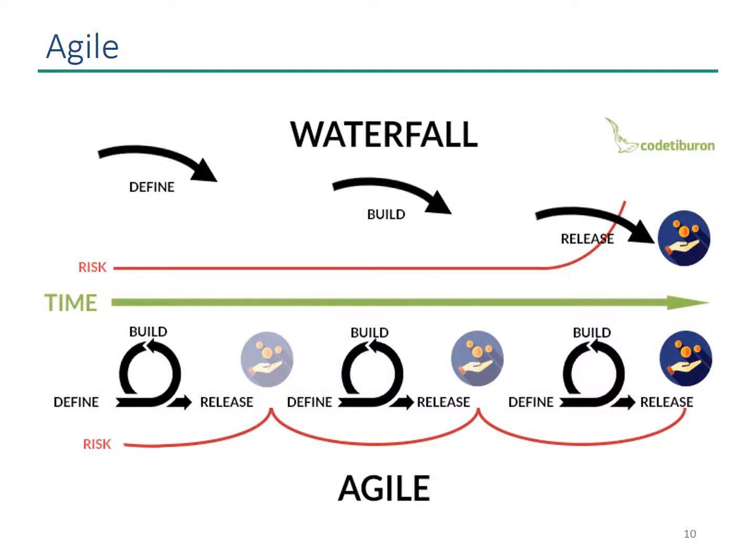In the waterfall approach, you go through each phase like define, build, release in a longer cycle. Only after all this is complete, the customer sees the final product. However, in Agile, it is time boxed. So you have shorter cycles and you keep adding features to every cycle. So the customer gets to see the product at each and every cycle.